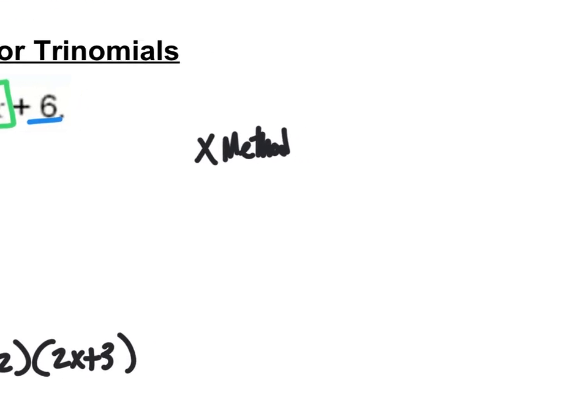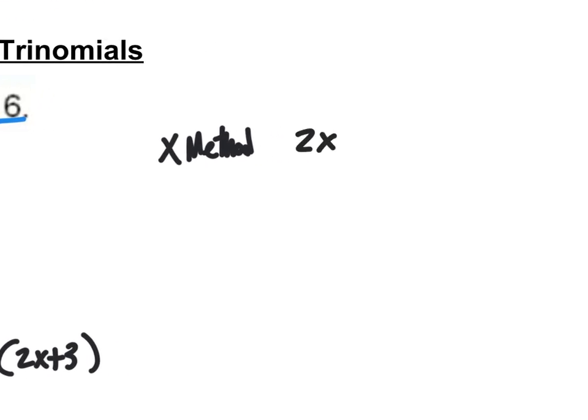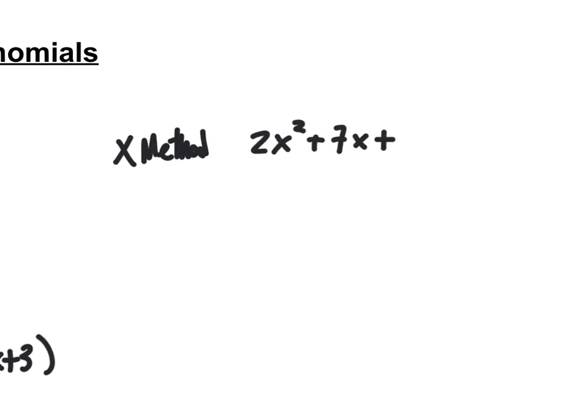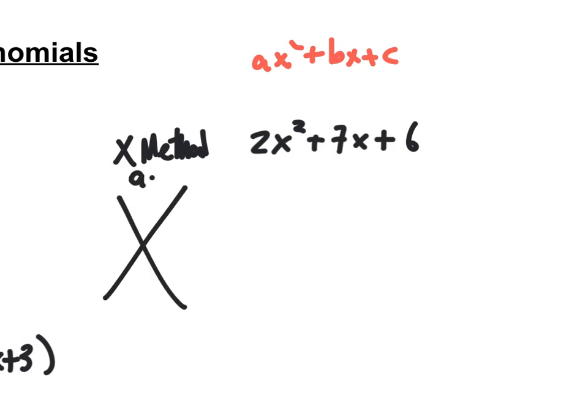All right, let's take a look at the X method, and I'm going to rewrite this down. 2x squared plus 7x plus 6. We have that standard form equation, ax squared plus bx plus c. I'm going to make an x here, take my a term times my c term, and then put my b term down here. A is 2, c is 6, so 2 times 6 gives me 12. My middle term gives me 7.